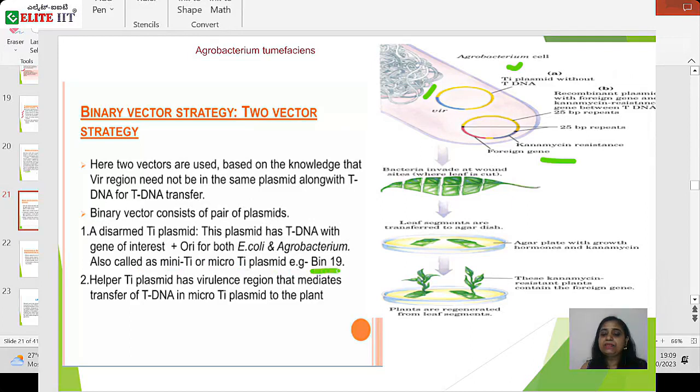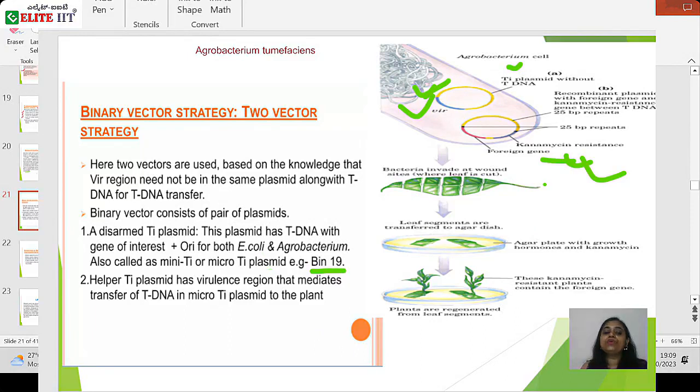Like example bean 19. Now, if you consider the helper Ti plasmid, it has a virulence region. In this case, this is the helper one, and this is actually the tiny micro Ti plasmid, where your recombinant part is added. The helper Ti plasmid has a virulence region that mediates transfer of the tDNA and micro Ti plasmid to the plant. So, why is it happening?